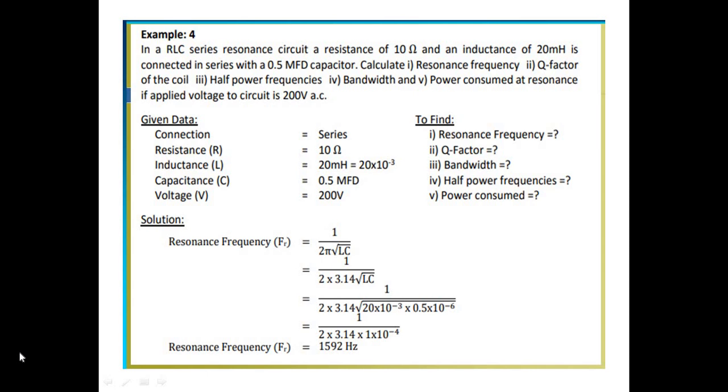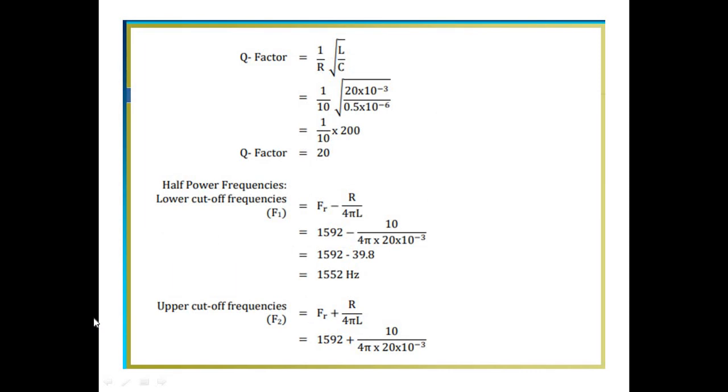First calculate the resonance frequency. F is equal to 1 by 2 pi root LC, which is 1 by 2 into 3.14 root of 20 into 10 to the power of minus 3 into 0.5 into 10 to the power of minus 6. Here the resonance frequency is 1592 Hertz. Next calculate the Q factor. Q factor is equal to 1 by R root of L by C, 1 by 10 root of 20 into 10 to the power of minus 3 divided by 0.5 into 10 to the power of minus 6, and the Q factor is equal to 20.